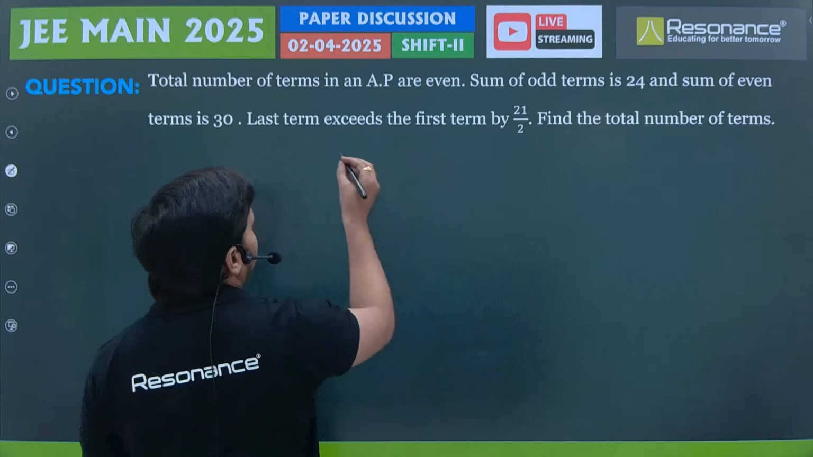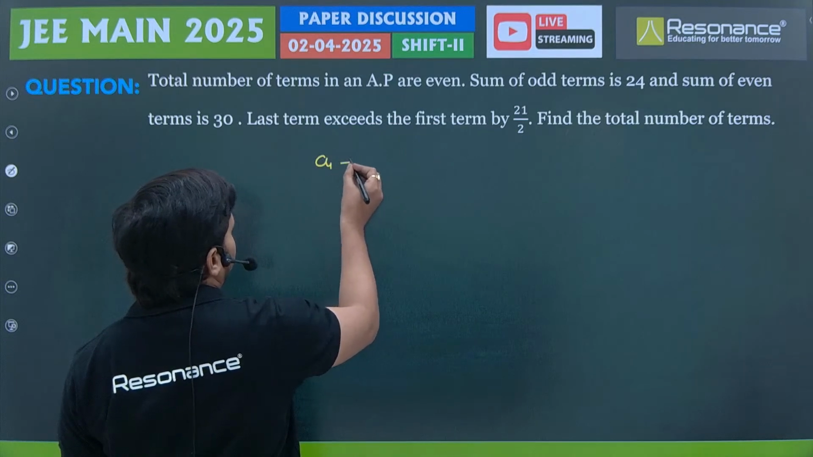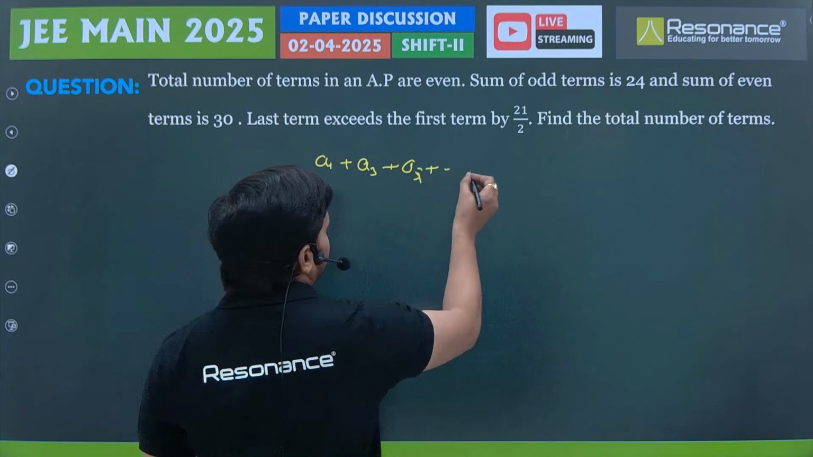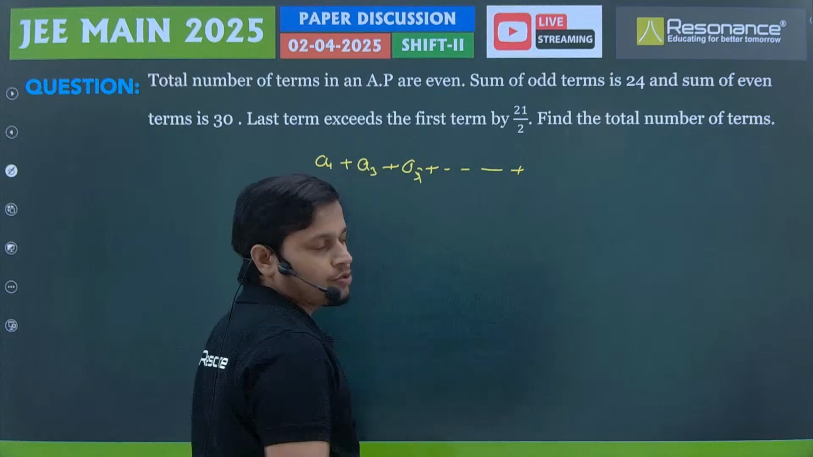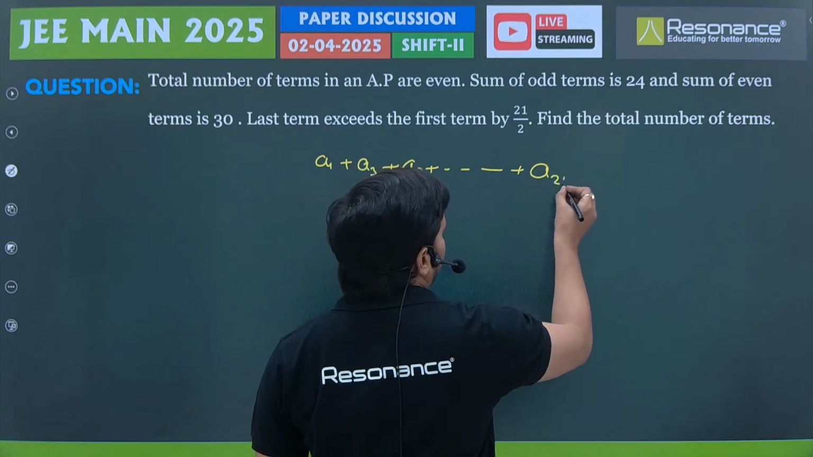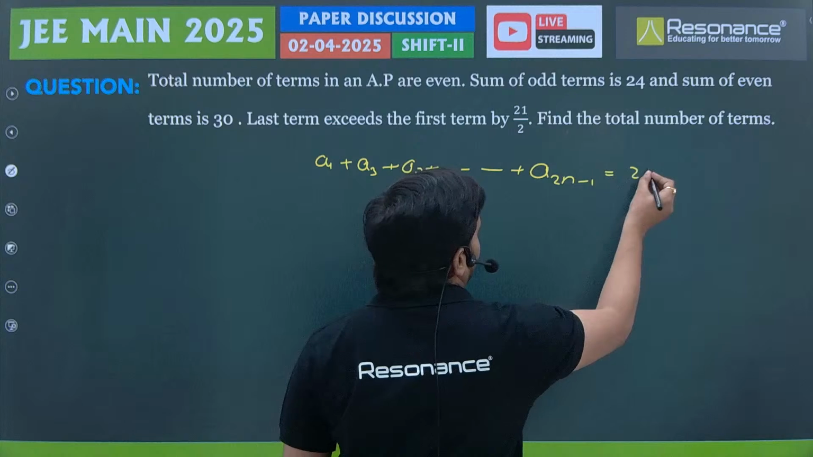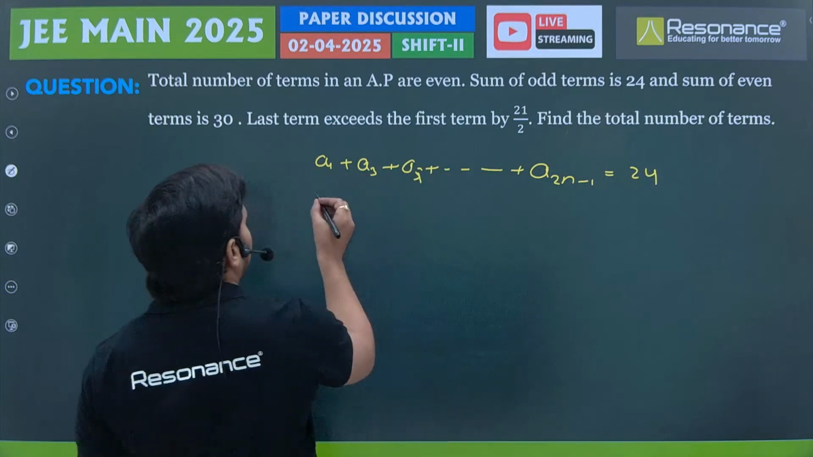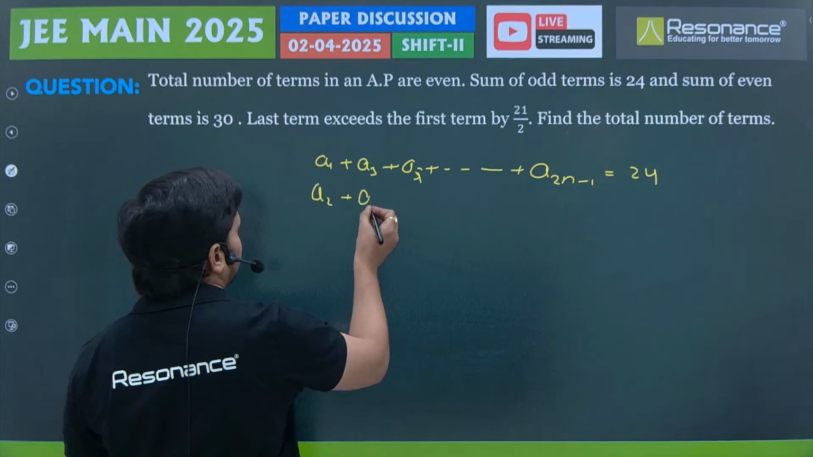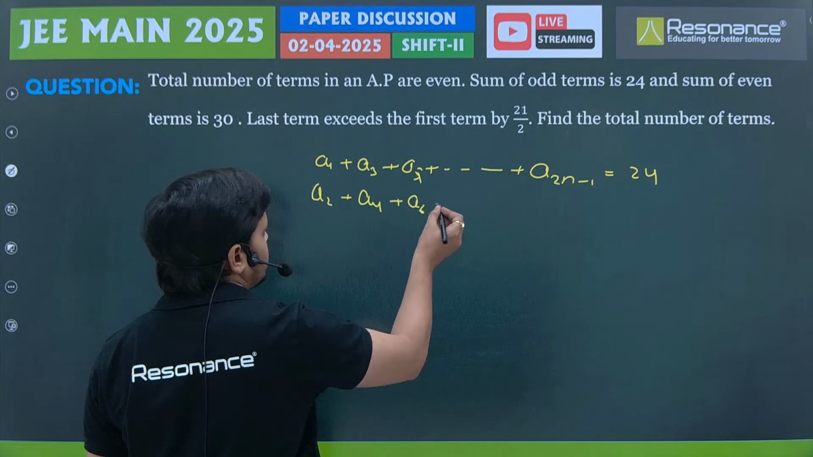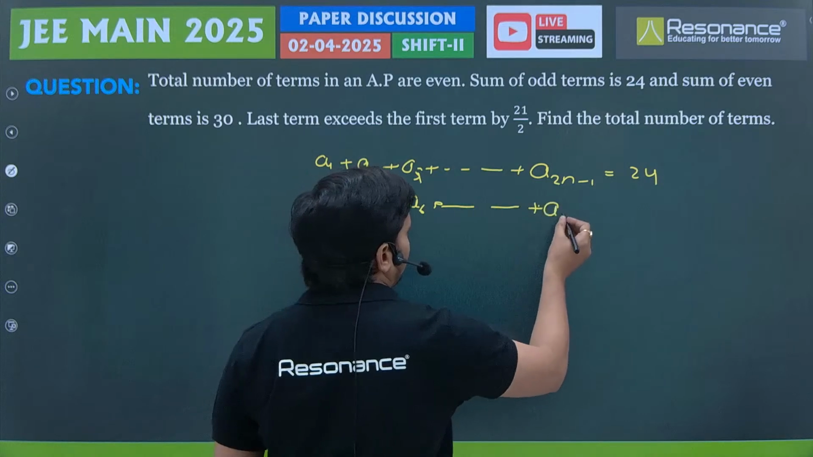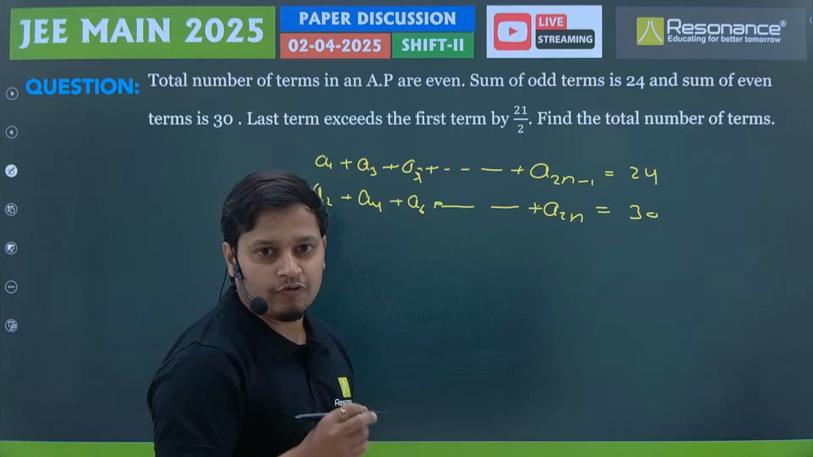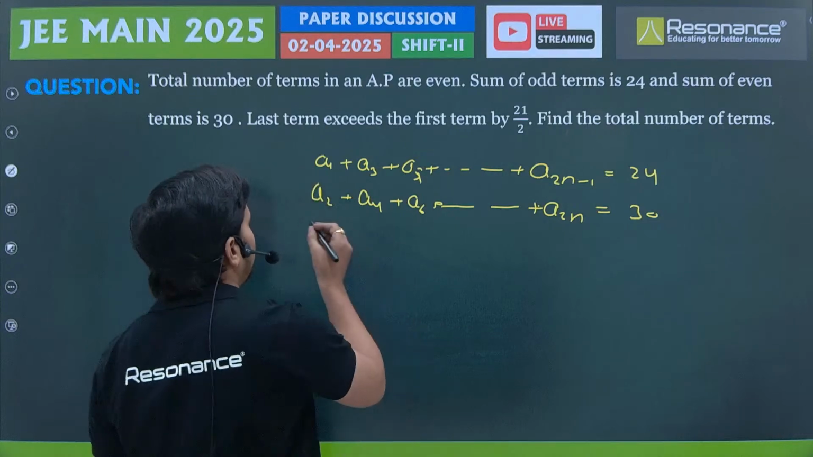Sum of odd terms is 24. So the sum of odd terms: first term, third term, fifth term. I assume that the total number of terms is 2n. So what will be the last odd term? 2n minus 1. That is equal to 24. Sum of even terms is 30. So second term, then the fourth term, sixth term, and at last we have the 2nth term. That is equal to 30. I assume number of terms equal to 2n so that it is always even.